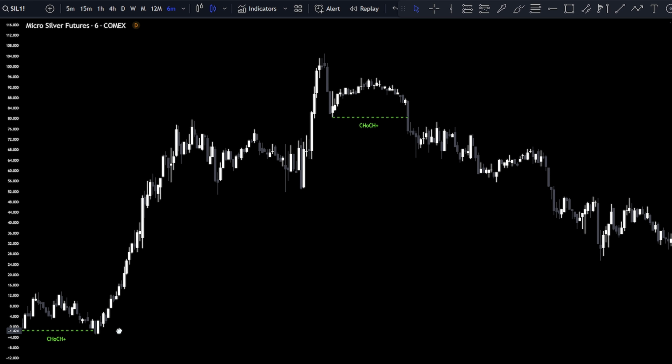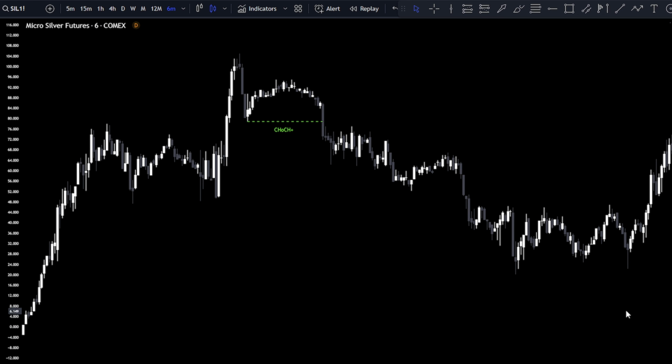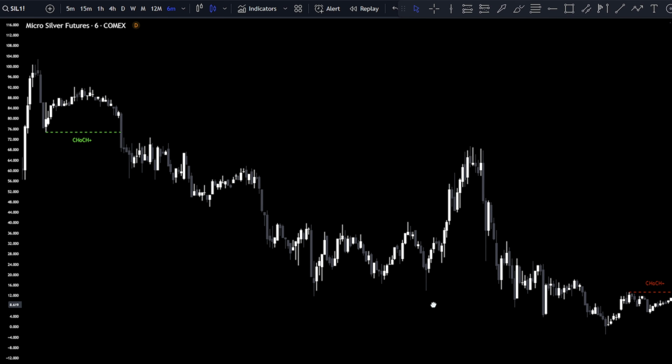If this isn't fully clicking just yet, don't worry. You'll definitely understand the logic behind this approach when we get to the trading examples.